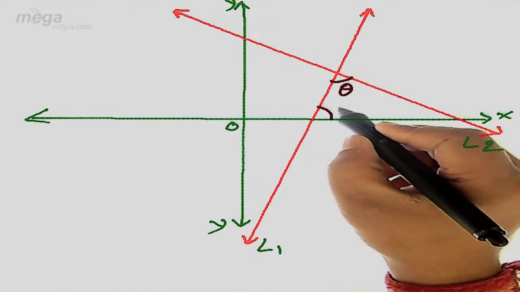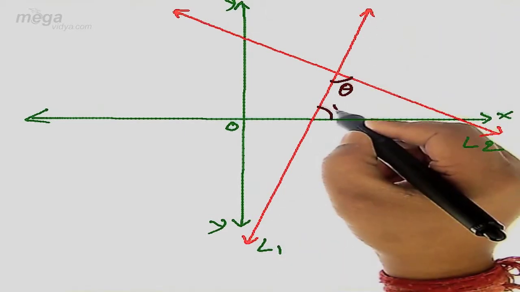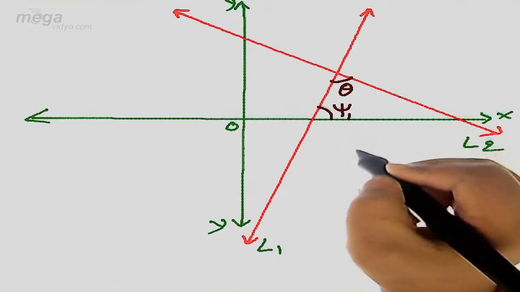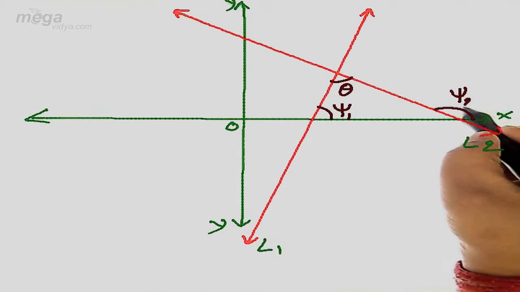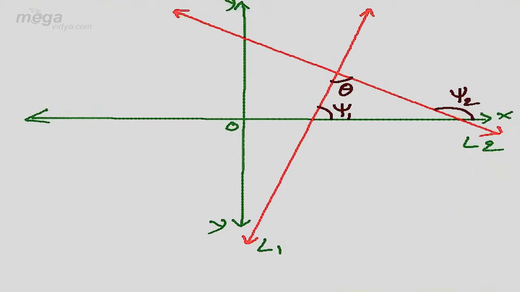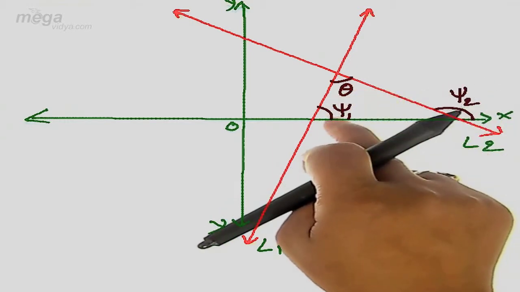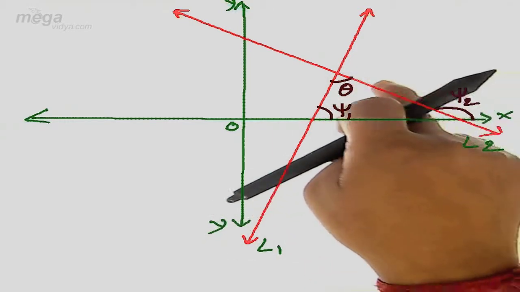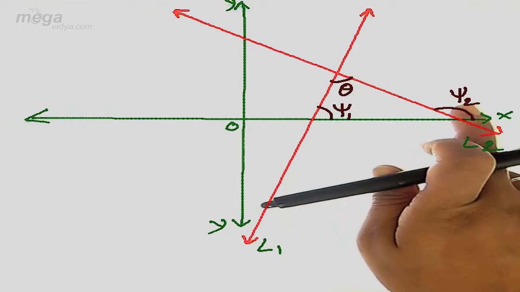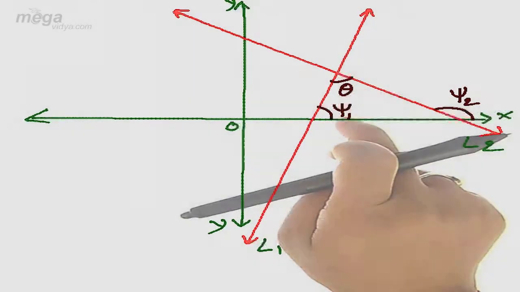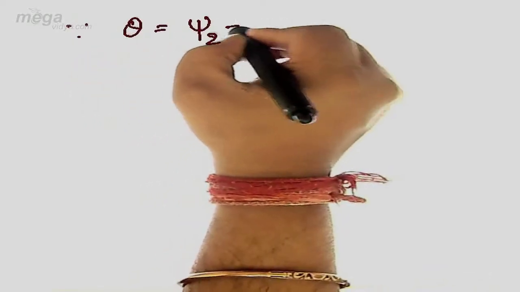So I'm taking here, because the slope of line 1 is given, we will consider this angle as psi 1, which is known. This angle is psi 2, which is also known. And now we'll write the relationship between these three angles using the triangle, this one. Using the exterior angle property, psi 2 is equal to theta plus psi 1. So theta is equal to psi 2 minus psi 1.